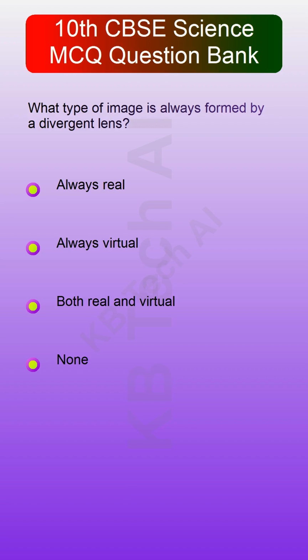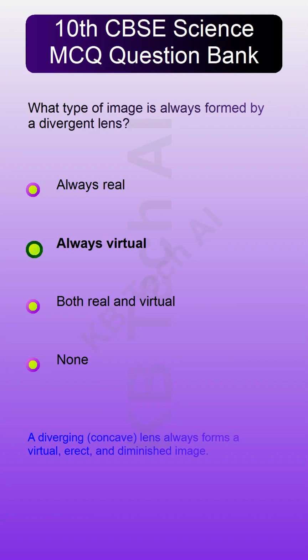What type of image is always formed by a divergent lens? Option 1, always real. Option 2, always virtual. Option 3, both real and virtual. Option 4, none. The answer is option 2, always virtual.